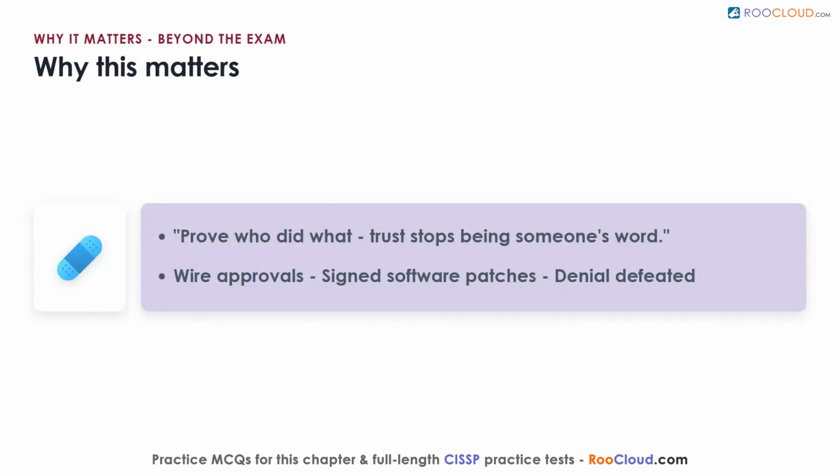Because signatures settle disputes about who did what. Picture your finance team approving wire transfers, and later someone insists they never authorized one. A digital signature ties that approval to a specific person in a way they cannot credibly deny. The same technology lets software vendors prove a patch really came from them and was not swapped out by an attacker. When you can prove origin and detect tampering, trust stops being a matter of taking someone's word.